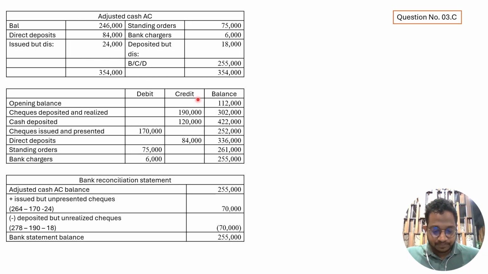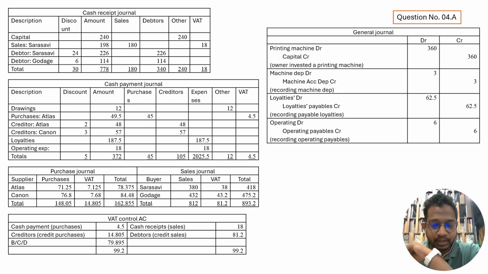So let's move on to question number 4. Question number 4A, it's a big question that I gave about the payment reports. In this case, you have to prepare the cash receipt journal, cash payment journal, sales journal, purchase journal, and general journal, and after all, the VAT control account, right? And here, first of all, you have to draft all the prime entry books that they're asking. Senior Publication is my business. It commenced business operations on 1st of October.